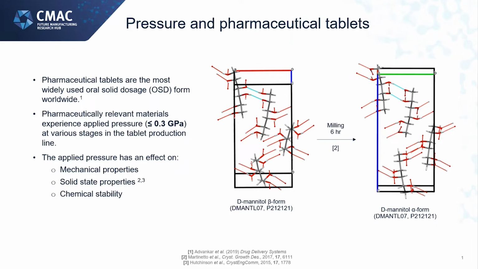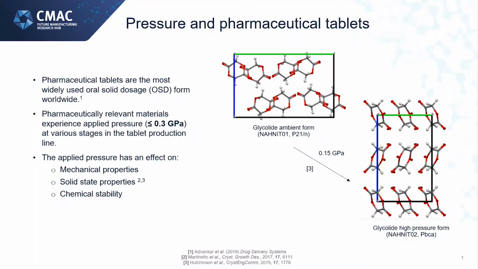With mechanical properties, exerting a pressure will define a change within the elastic and plastic deformation as well as fragmentation, which ultimately impacts the physical attributes of your tablet and its overall quality. With solid state properties, we have seen many examples where pressure affects polymorph change within your material. For example, mannitol, upon 6 hours of milling, can go from the stable beta form to the metastable alpha form. Additionally, for glycolite, upon direct compression using hydrostatic pressure, we can see how the ambient form changes to a high pressure form, which can then remain up to around 2 weeks upon decompression.